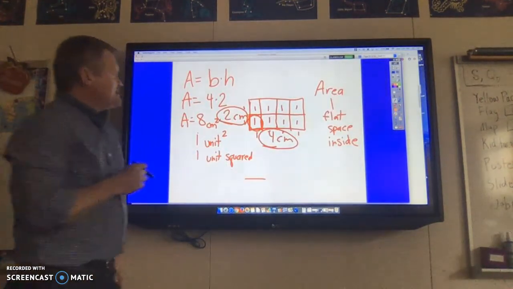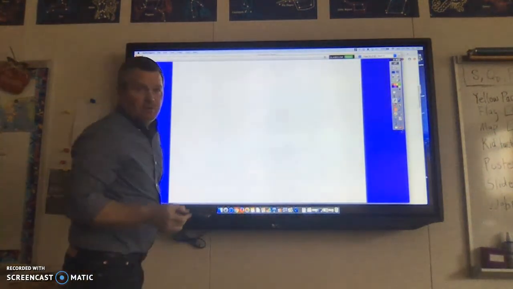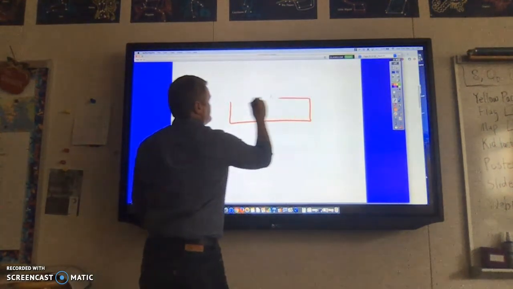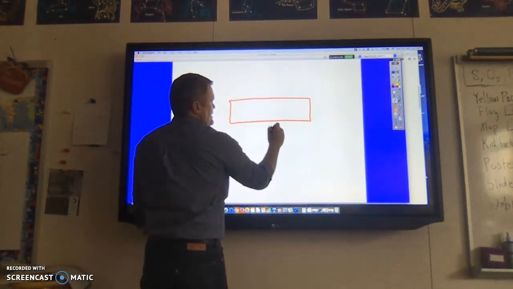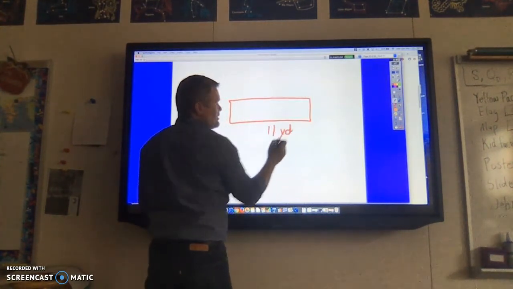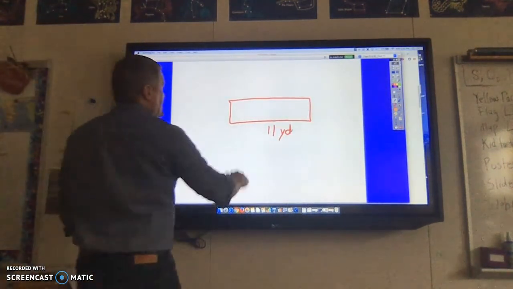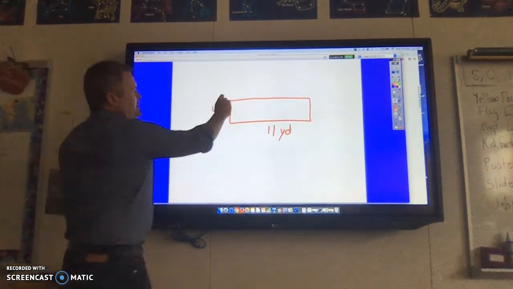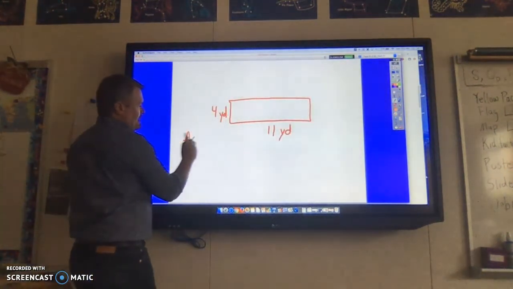All right, so here, let's try one. What if this were the problem? Let's say this was 11 yards. Wow, that's a long ways. That's 33 feet. That's all the way across our room, past our room. Okay, and this is 4 yards. Now, if I was asking for perimeter, you would add up all the sides. But I'm asking for area.